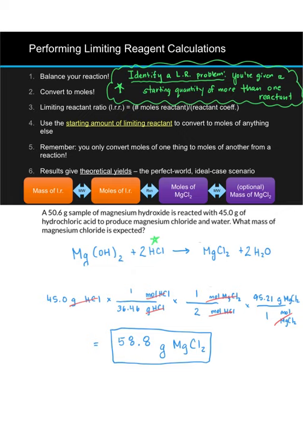The sticking point here is that unless we're careful, we could have overlooked that hydrochloric acid was our limiting reactant. We need to take care to make sure that we have a balanced chemical reaction, that we convert quantities of starting materials into moles if they're not explicitly already in moles. And then from starting moles of reactants, calculate a limiting reactant ratio. That's the relative amount of moles, or the ratio of number of moles of reactant to reactant coefficient. Once we have a limiting reactant, we use it and only it to predict the outcome of this reaction.